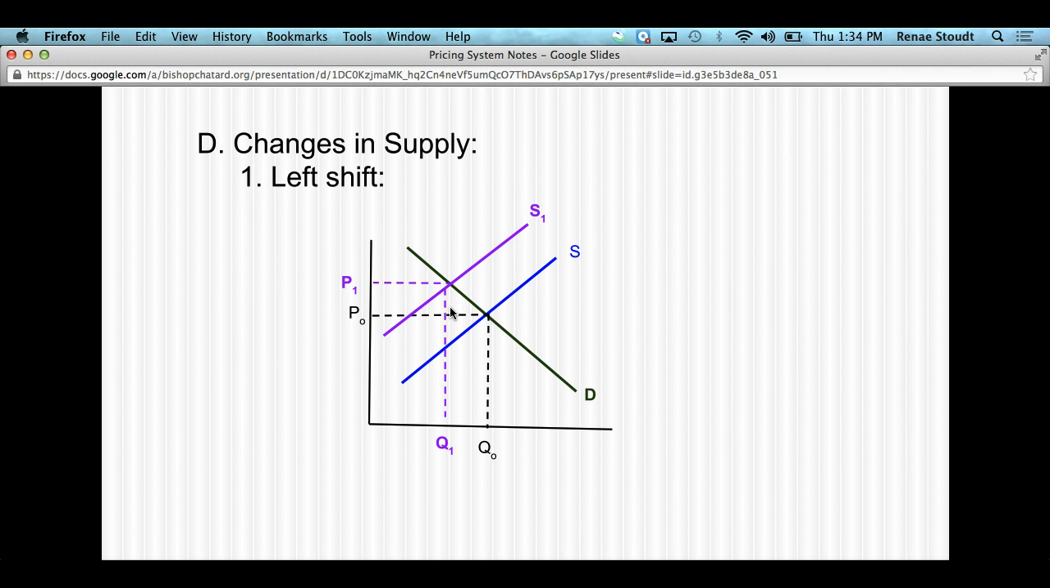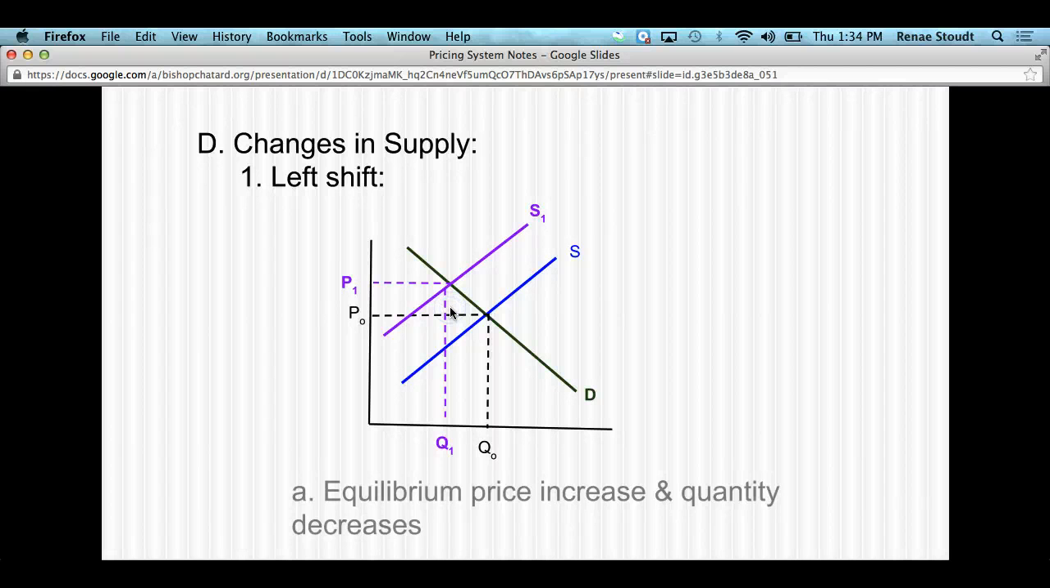So what happens is, there's our new price, there's our new quantity. What happened to my equilibrium price going from here to here? It went up. What happened to my quantity going from here to here? It went down. Okay? So, as a whole, somebody going out of business is not good because it's going to cause all the prices to go up, and there's going to be less out there for people to buy.